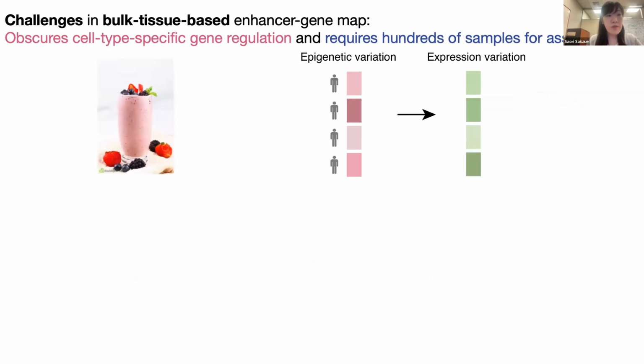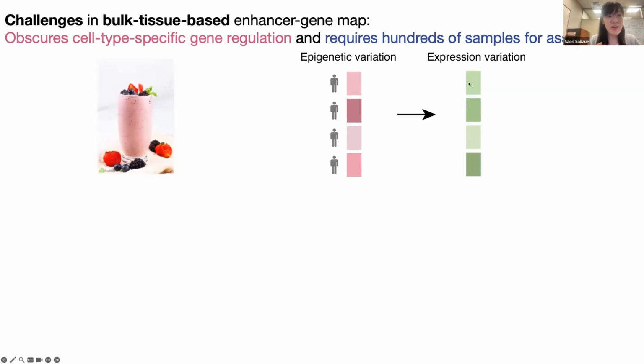However, conventionally, all of these methods use bulk tissue human data, and there are challenges with that. Bulk tissue data is always described as a smoothie. So it may obscure the cell type specific nature of the gene regulation. If the gene regulatory mechanism is very cell type specific, and if it's rare, you will miss it by aggregating everything with other cell types. And also from a practical standpoint, it requires hundreds of samples to obtain robust association between epigenomic activation and expression variation to connect the enhancer to their target genes.